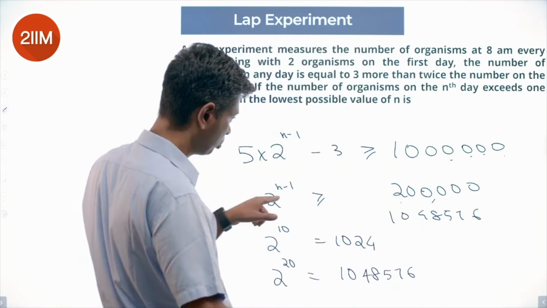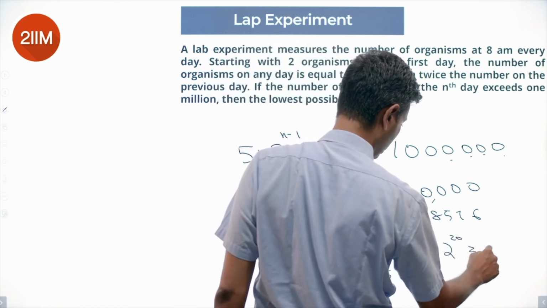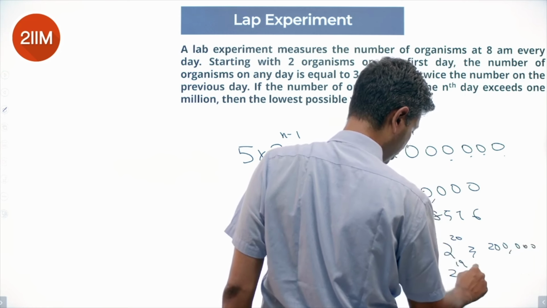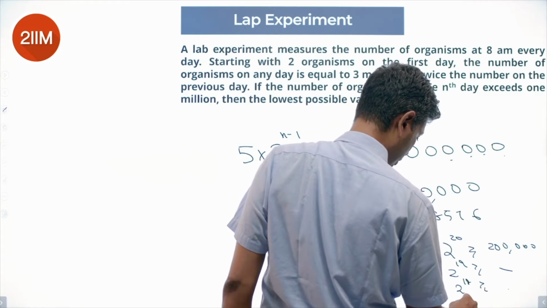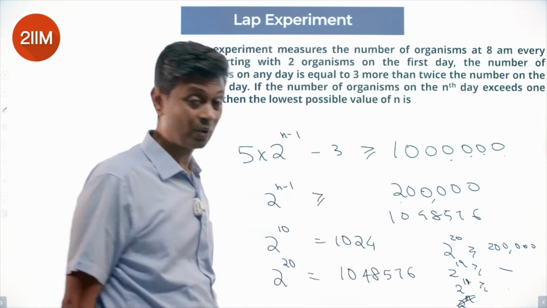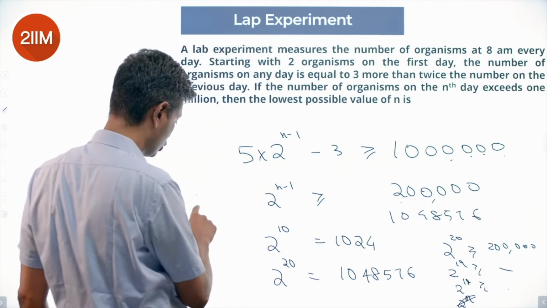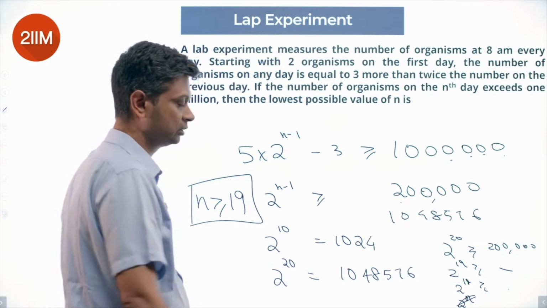So 2 power 20 is greater than or equal to 200,000. 2 power 19 is greater than or equal to this. 2 power 18 is greater than or equal to this. 2 power 17 doesn't work. So n minus 1 should be at least 18, or n should be greater than or equal to 19. Minimum value of n is 19.